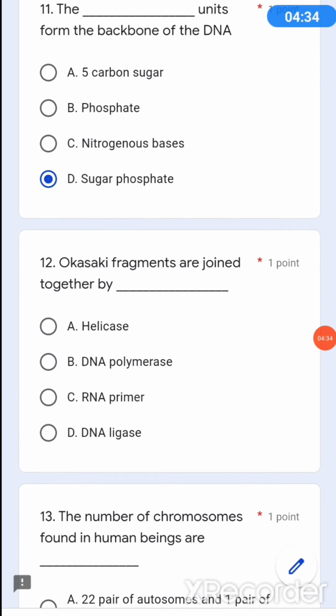12. Okazaki fragments are joined together by DNA ligase. 13. The number of chromosomes found in human beings is 22 pairs of autosomes and 1 pair of allosomes.